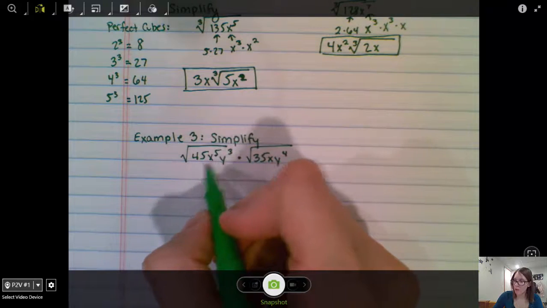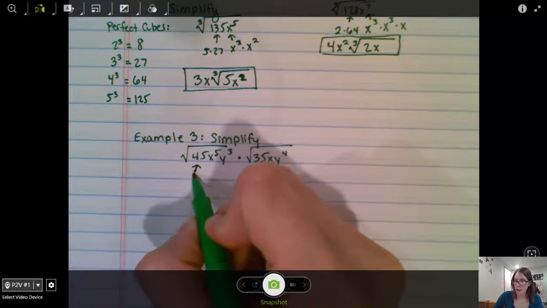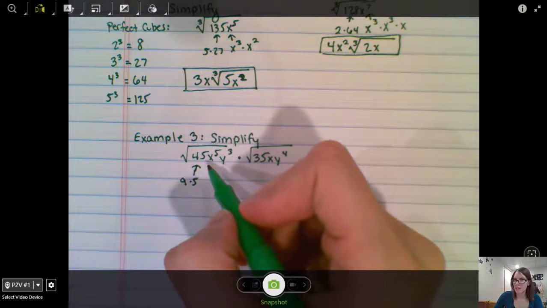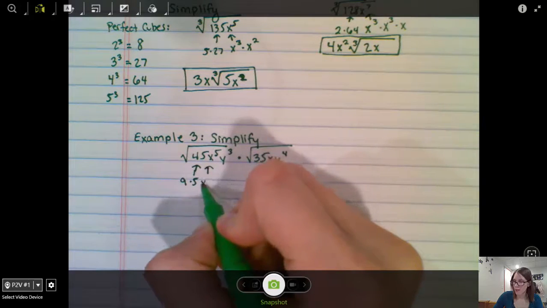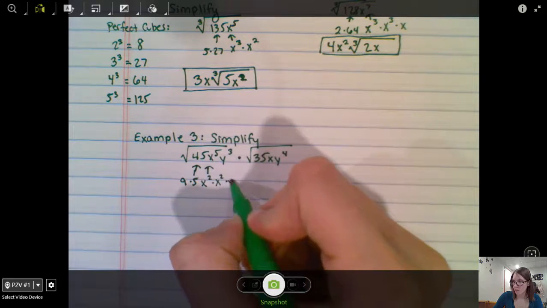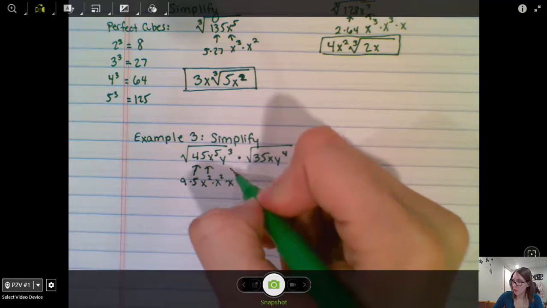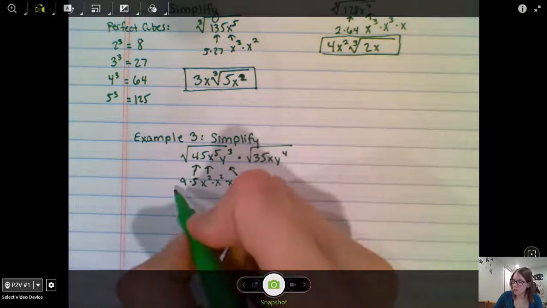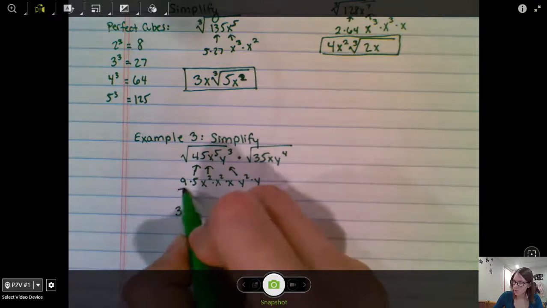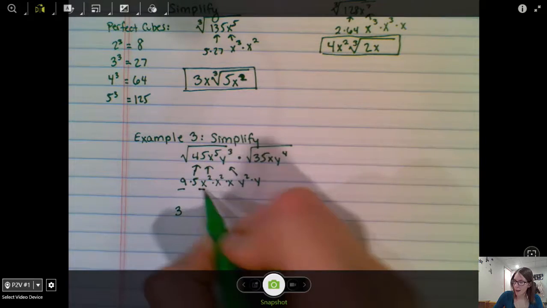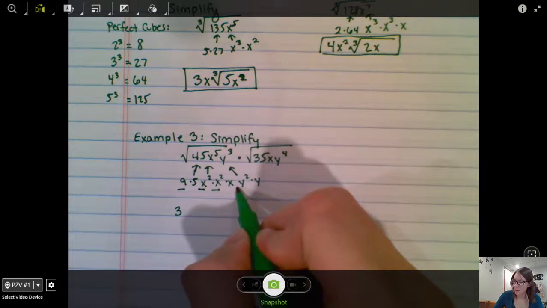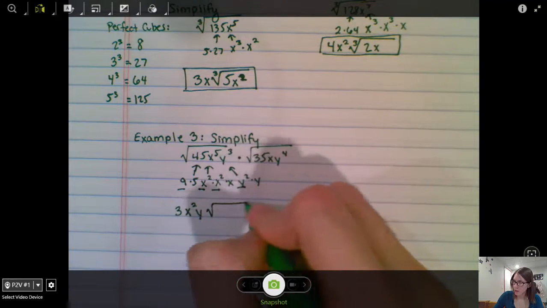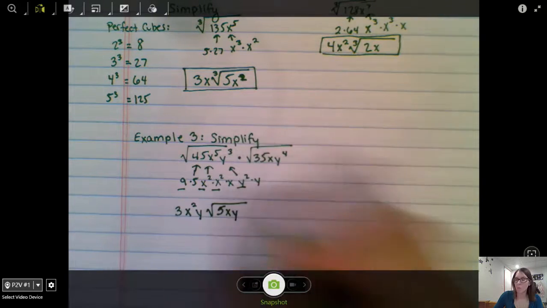The square root of 45, x to the 5th y cubed. Well, think about perfect squares, since we have the square root. 45 is 9 times 5. And then if I have this x to the 5th underneath, that's x squared times x squared times another x. And our y cubed is y squared times y. Simplifying this whole radical, take the square root of the 9. I have my x squared here, my x squared here, my y squared here. I can take the square root of each of these and get 3x squared y times the square root of 5xy.